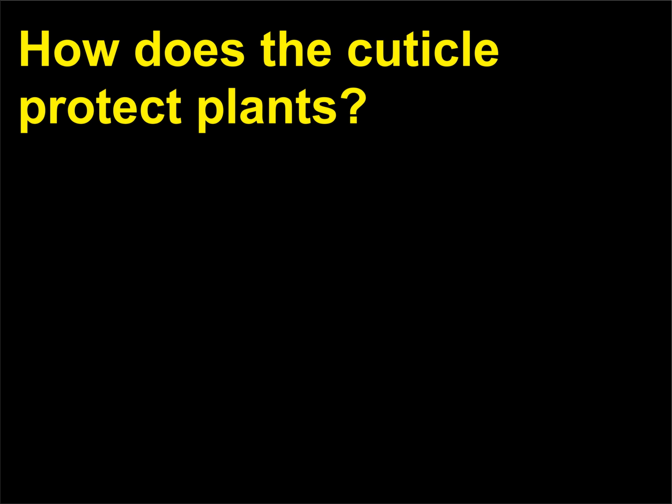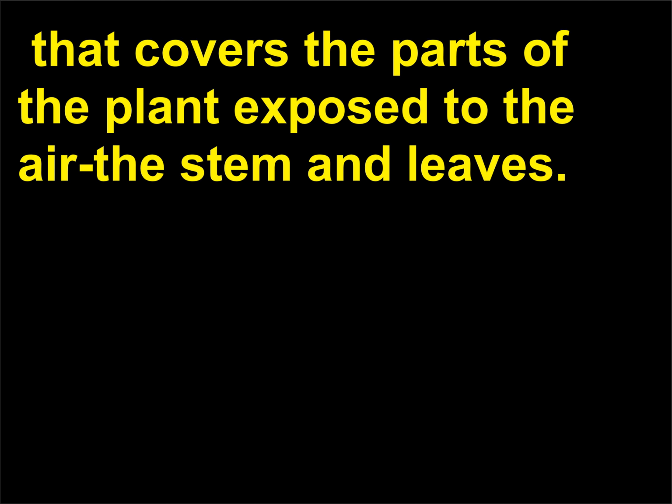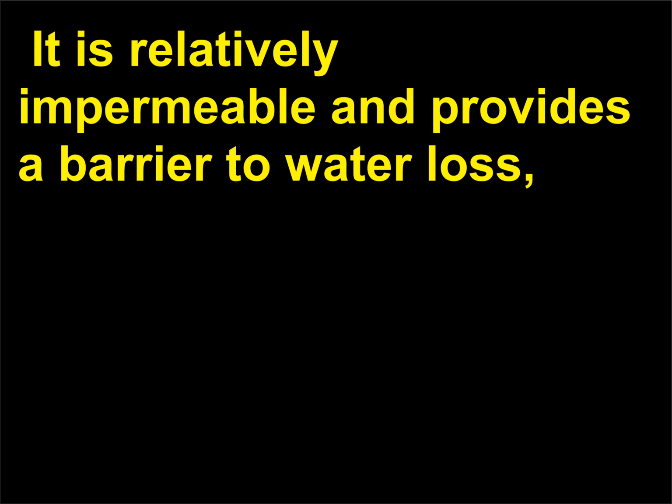How does the cuticle protect plants? The cuticle contains a waxy substance, called cutin, that covers the parts of the plant exposed to the air, the stem and leaves. It is relatively impermeable and provides a barrier to water loss, thus protecting the plant from desiccation.